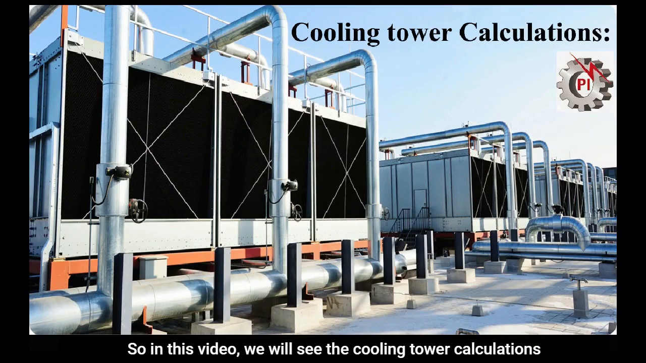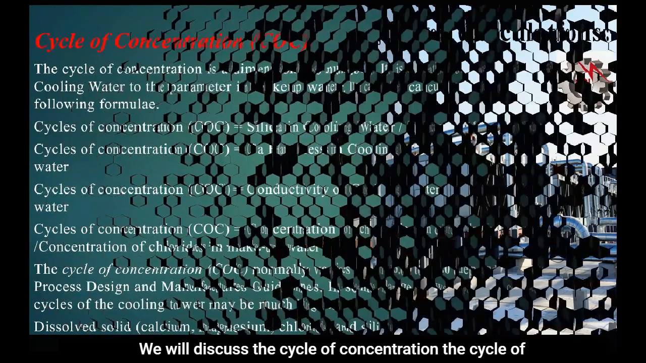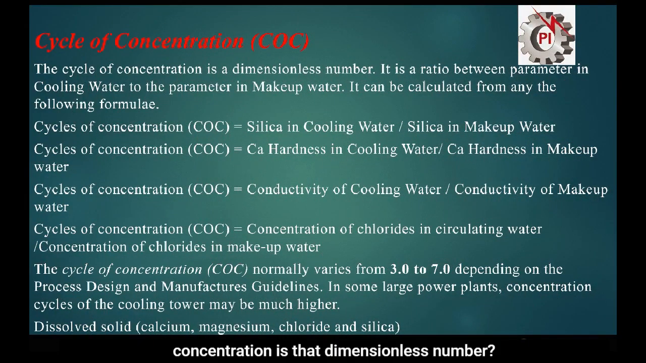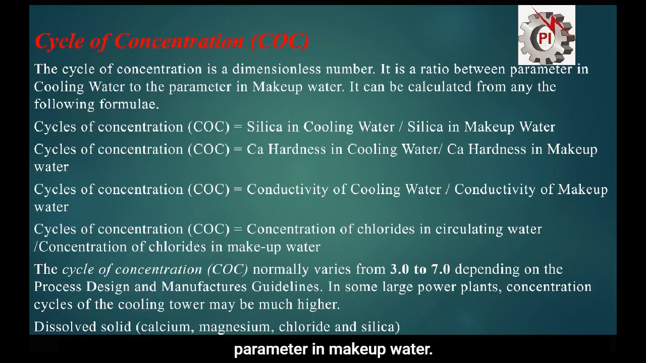So in this video we will see the cooling tower calculation one by one. First we will discuss the cycle of concentration. The cycle of concentration is a dimensionless number. It is a ratio between a parameter in cooling water to the parameter in makeup water. It can be calculated from any of the following formulas.